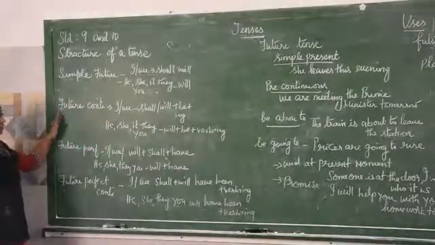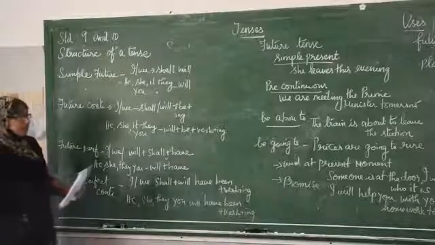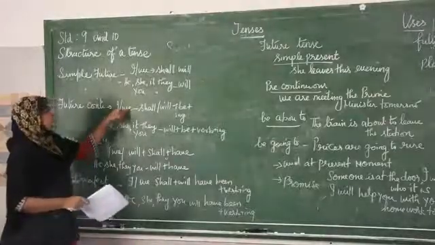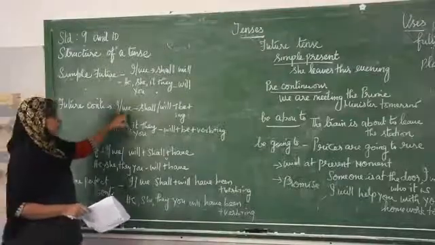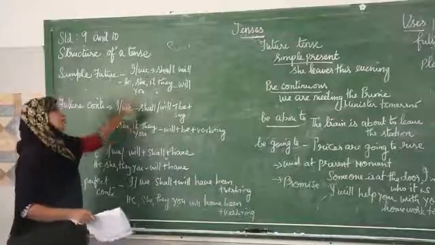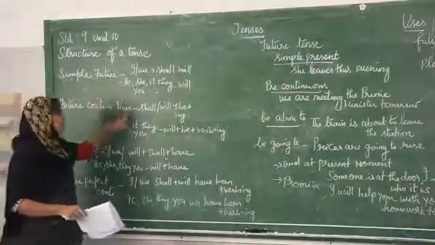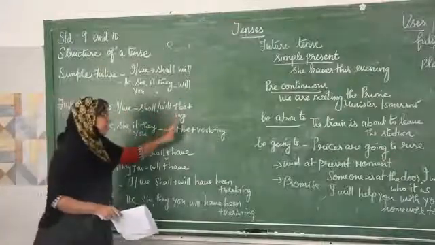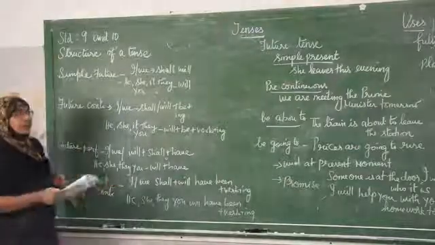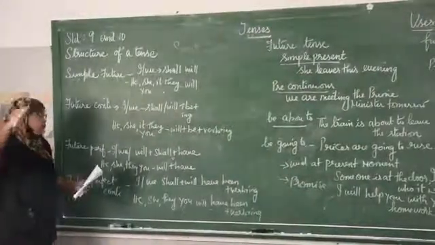Then future continuous. It refers to an action which will be continuing in the future. Clear? It will be going on in the future. So what is the formation of this? For I or we, you can use shall or will, but nowadays we are using will rather than shall: I or we, will plus be plus verb-ing. I will be going to Chennai next week. Clear? That means the action will be in progress in the future.